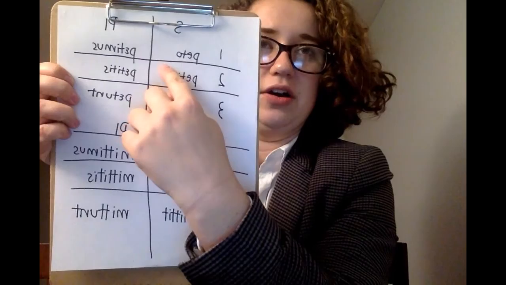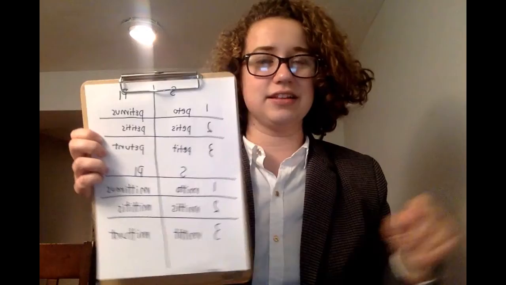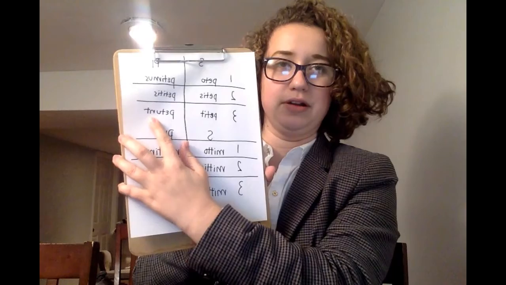So I'm going to show you what that looks like. So peto, petis, petit, not peto, petes, petet, like we had said. And also remember that the third person plural in all the words ends in unt rather than int. So that's all you need to know for that.